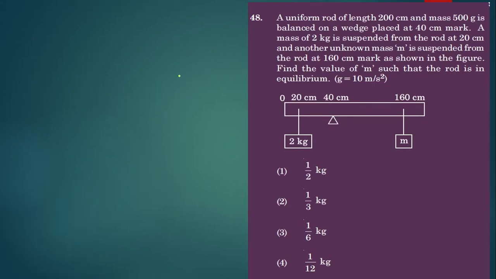According to this question, there's a uniform rod whose length is 200 centimeter and the mass of the rod is given to be 500 gram. And there are two masses, one is 2 kg, one is unknown mass m, and they basically try to balance each other so that the system remains in equilibrium. So this question is based on torque. In this system we are supposed to find the value of m such that the rod is in equilibrium.